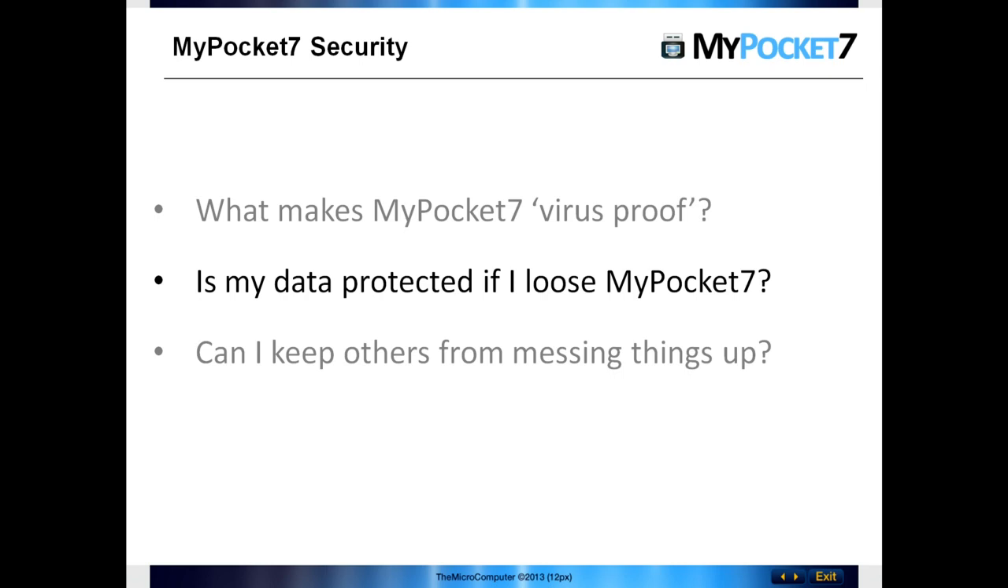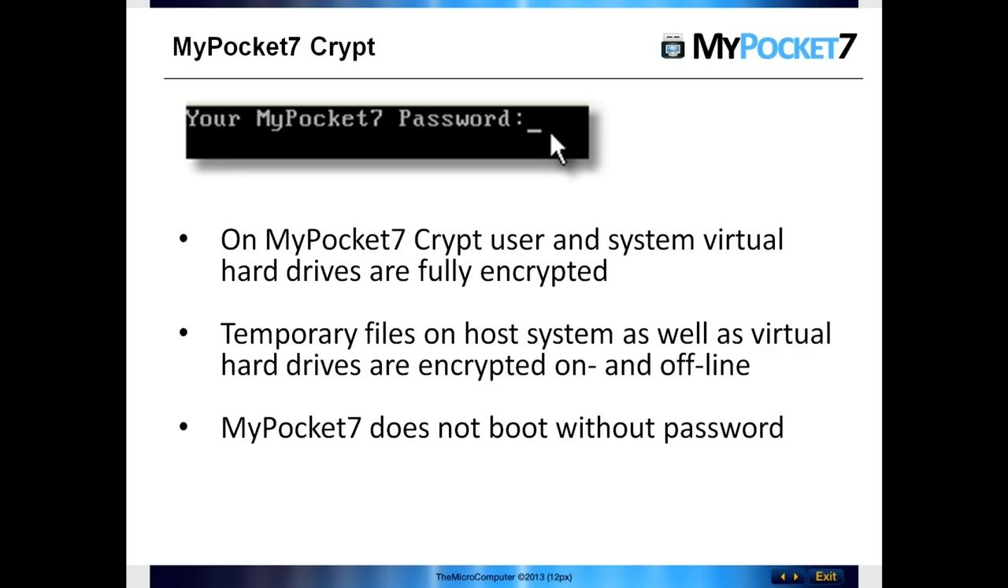With the MyPocket7 crypt, user and system data are completely encrypted. The temporary files created on the host system are encrypted, preventing any data snooping from the host system while the MyPocket7 is running. Unlike the regular MyPocket7, the MyPocket7 crypt does not support direct file copies into the virtual machine image. In case the device is lost, the data is protected and the MyPocket7 will not boot without the right password. The data on the virtual hard drives is not directly accessible.